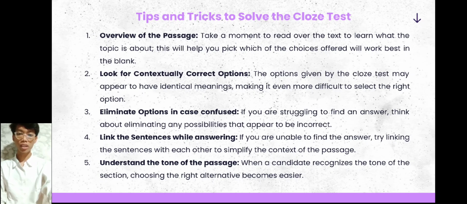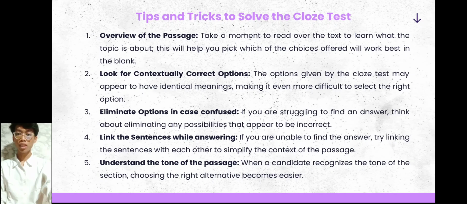The options given by the cloze test may appear to have identical meanings, making it even more difficult to select the right option. Number 3. Eliminate options in case you are confused. If you are struggling to find an answer, think about eliminating any possibilities that appear to be incorrect.